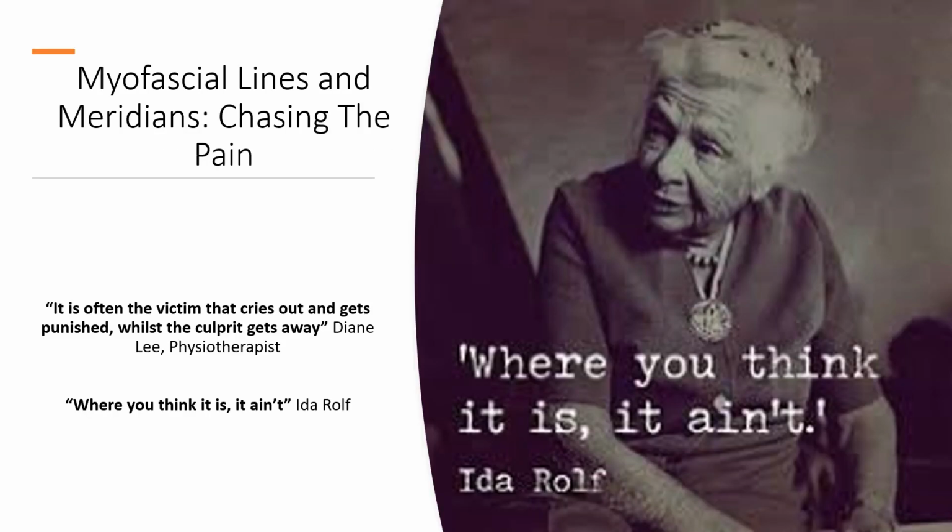So this slide here, this is a photo of a lady called Ida Rolf, and she was famous for saying, "Where you think it is, it ain't." So there was another saying that comes from the anatomy trains theory, that it is often the victim that cries out and gets punished while the culprit gets away.